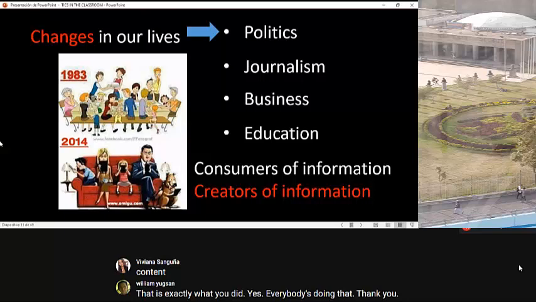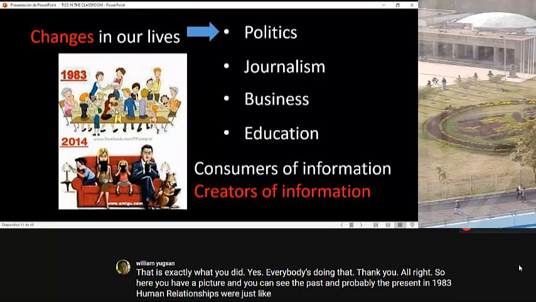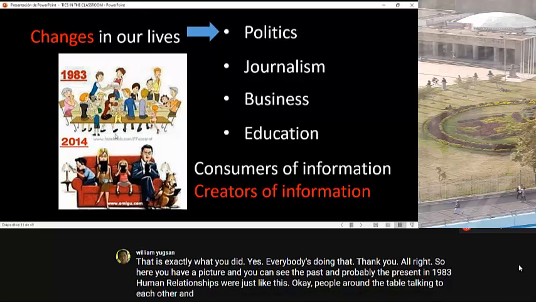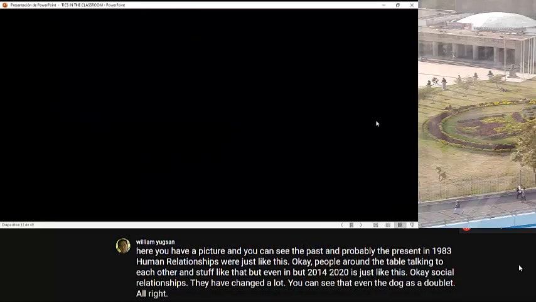All right, so here you have a picture, and you can see the past and probably the present. In 1983, human relationships were just like this: people around the table talking to each other and stuff like that. But in 2014, 2020, it is just like this. Social relationships have changed a lot. You can see that even the dog has a tablet. All right, so guys, things are changing, of course.